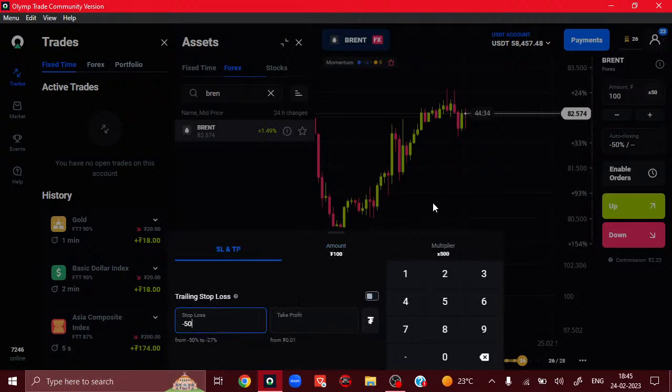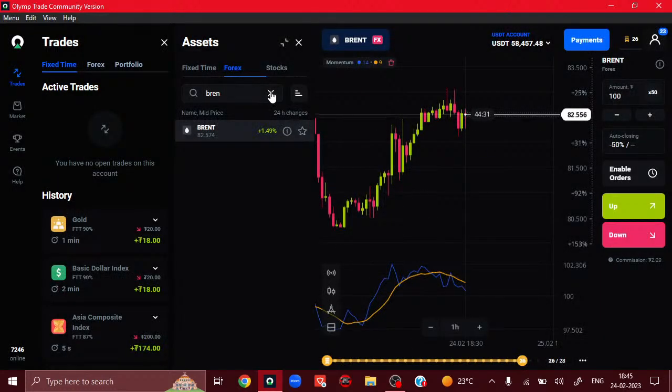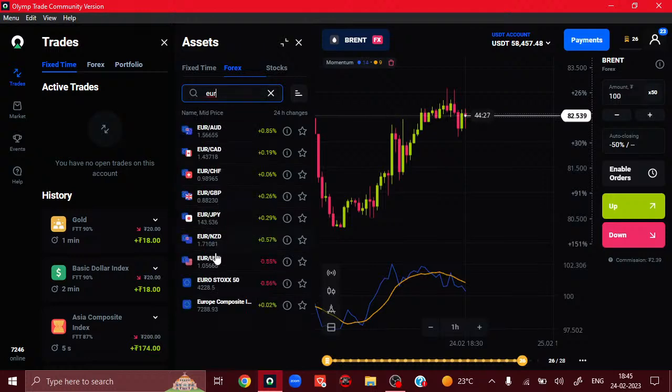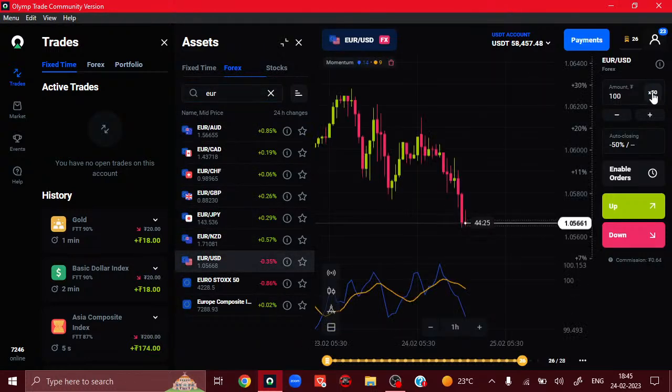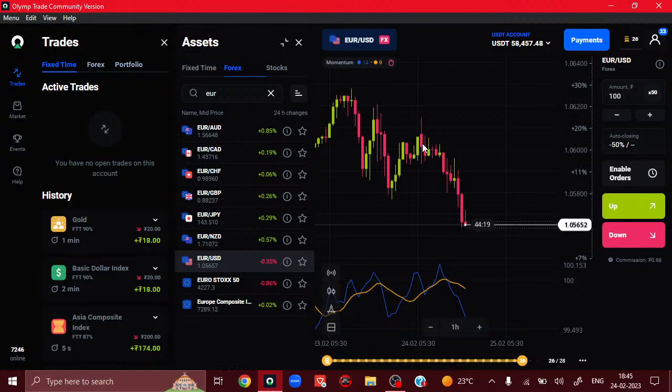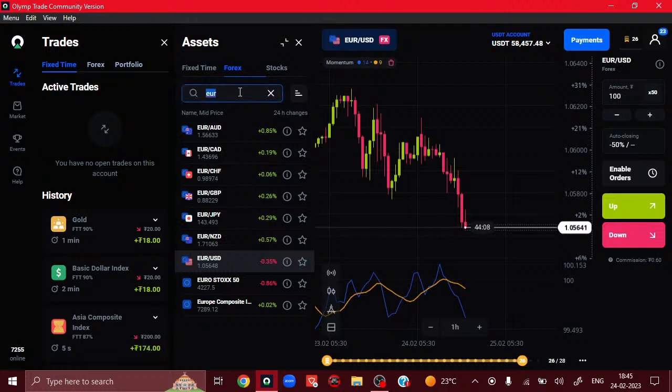I think I need to restart the platform to change the multiplier. There is some issue. But yeah, you can enter into a downside trade in Euro USD with 100 multiplier. Also, we have another entry in the USD JPY down trade from the current price. USD JPY, guys.